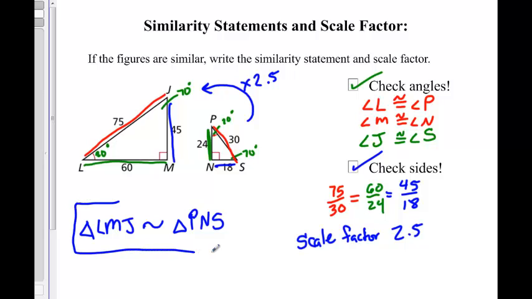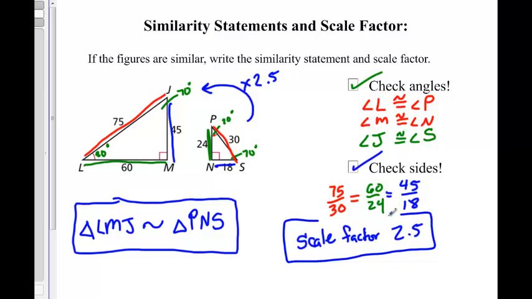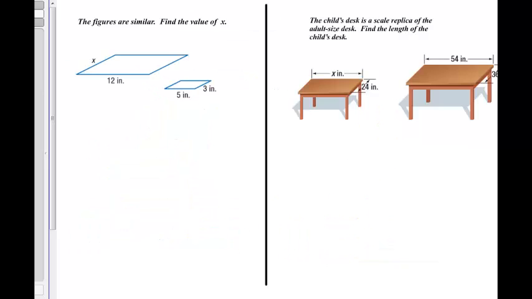So that same thing we did with congruent triangles back in Unit 4, same thing applies to similar triangles. There's our similarity statement, and there's our scale factor. Cool. Okay, let's look at a couple of examples.